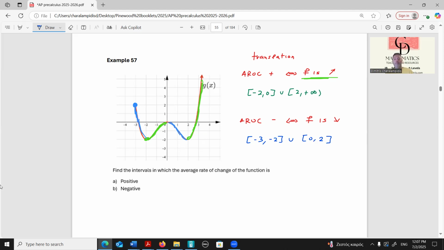Once again, before we say our goodbyes on this video, I want you to entirely from now on combine these two concepts. Average rate of change positive means the function is increasing. Average rate of change negative means the function decreases.